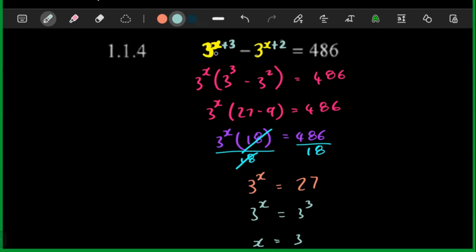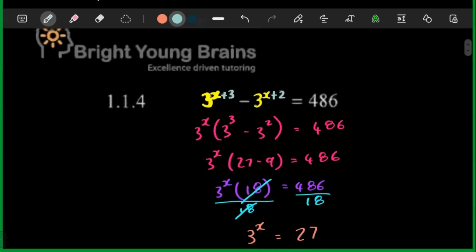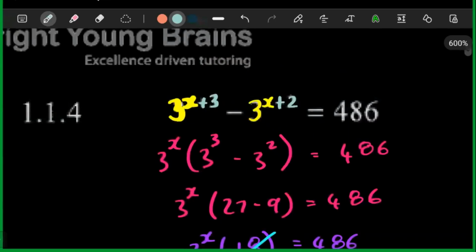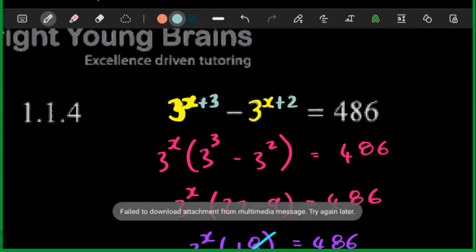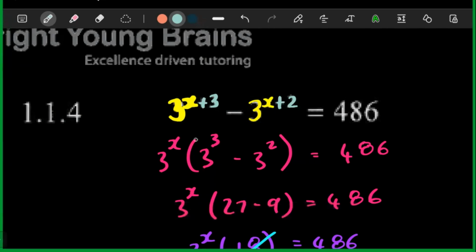Let's see. 3 to the power 5. Oh yeah, I think it will work out. No, it will work out because 3 to the power 5 is quite a big number. It doesn't work out. It does not work out. Like seriously, 3 times 3 times 3 times 3 times 3, that's like 243, right?